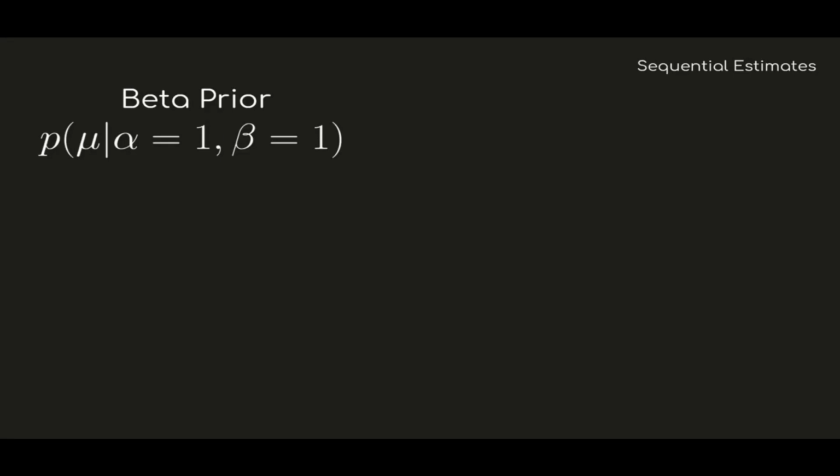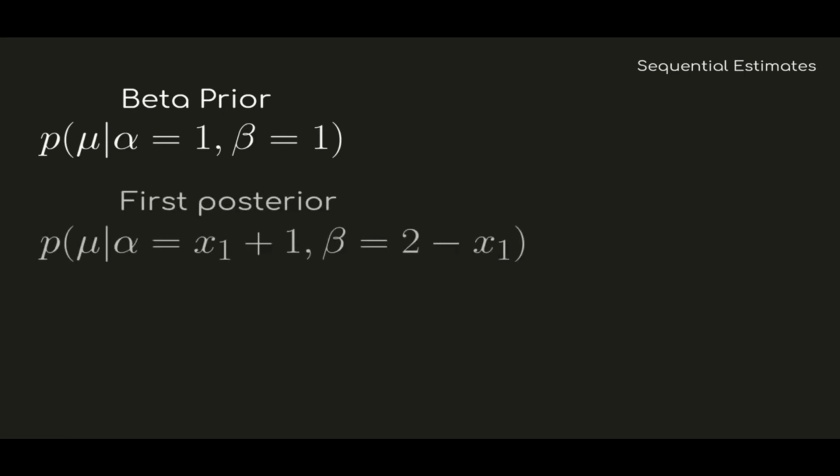Now after the first coin toss, we will update our distribution like this. x1 means that it is our first coin toss, so to say. So if x1 is heads, x1 will be 0. We will have a new distribution with alpha equals 1 and beta equals 2. But we had tails, so x1 will be 1, and we will get a distribution with alpha equals 2 and beta equals 1.